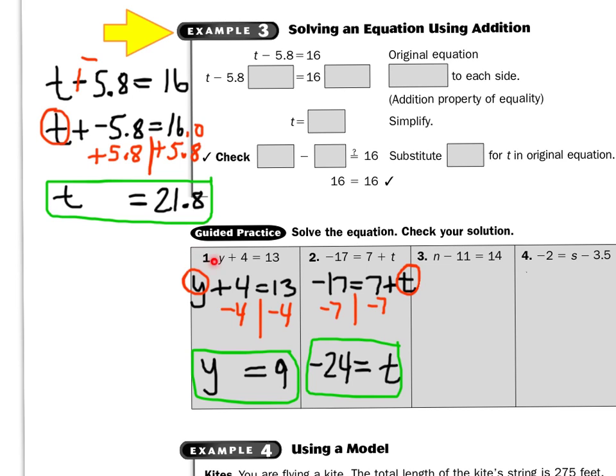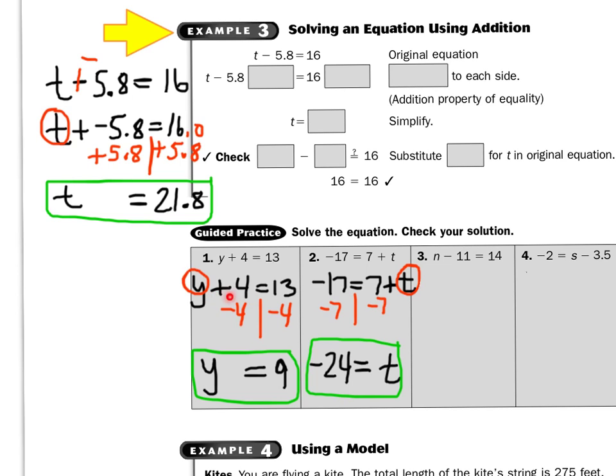Take a look at the guided practice number 1. Y plus 4 equals 13. So copy the equation exactly like they gave it to you. And then with your red, circle the variable, bring the wall down underneath the equal sign. Now remember, the trick is look at what's touching the circle. I see adding 4.